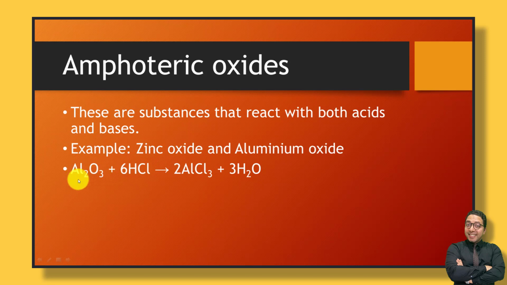As you can see, the aluminum oxide reacts with the HCl, reacts with an acid to produce AlCl3 plus H2O. And when we place it in the presence of an alkali or a base, like Al2O3 plus NaOH, it produces NaAlO2 plus H2O.